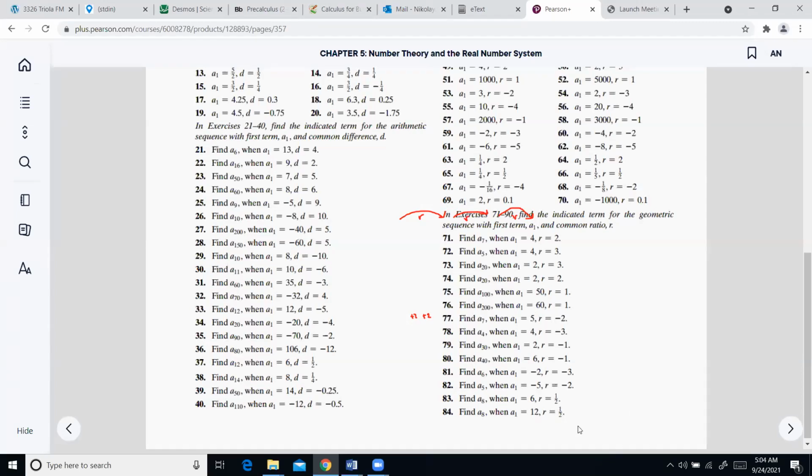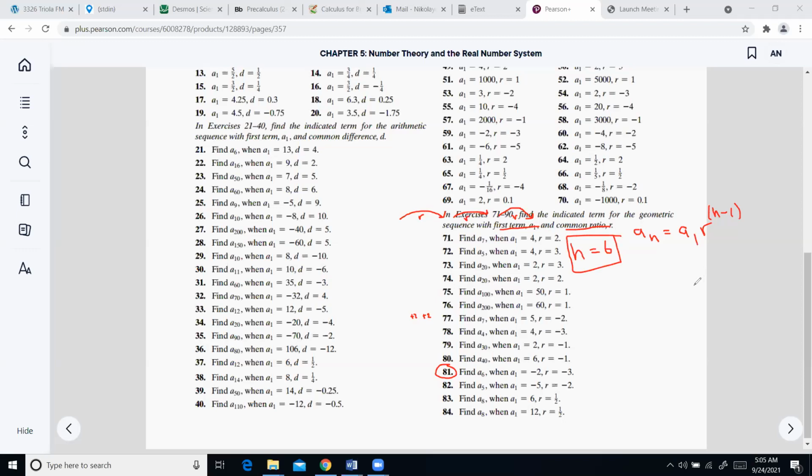So exercise number 81 says, find A6, and you have the first term A1 and common ratio R. So we need to recall the formula for the nth term of the geometric sequence, which is the first term multiplied by R raised to the power of n minus 1, one less, right? So I'm going to have to use 6 instead of n, n is equal to 6, right?